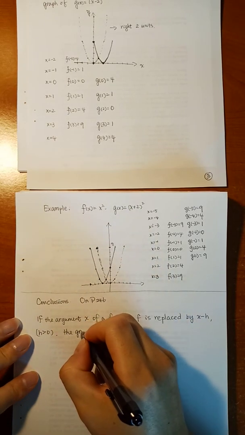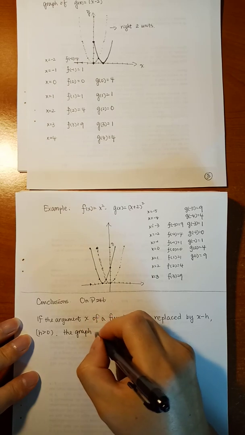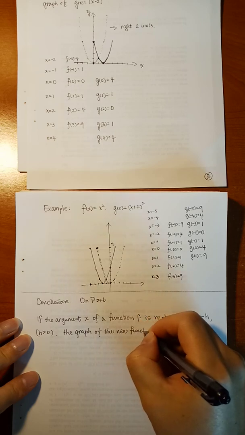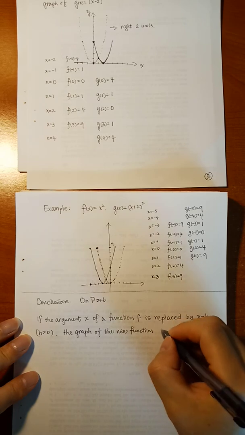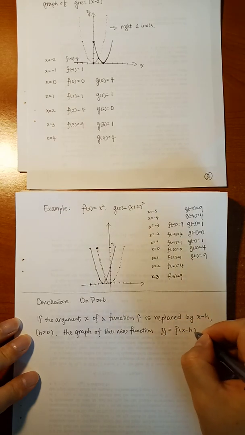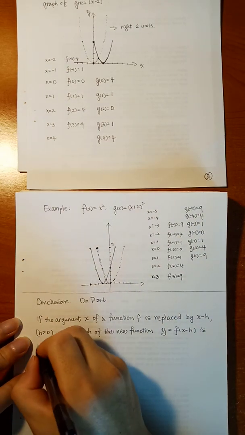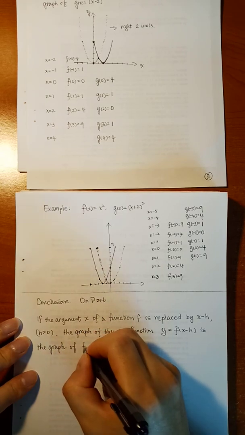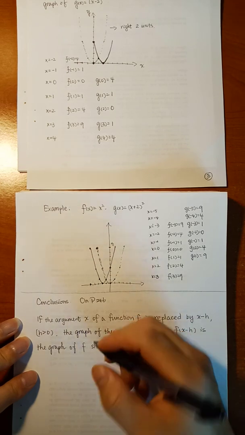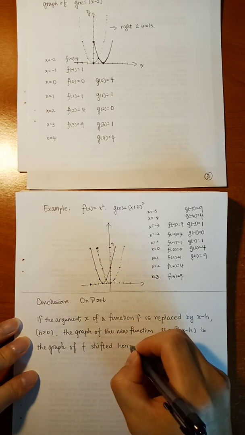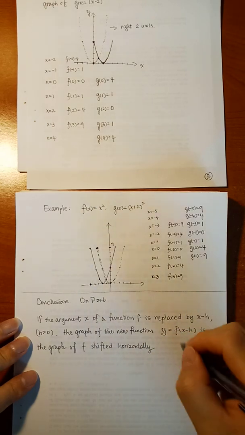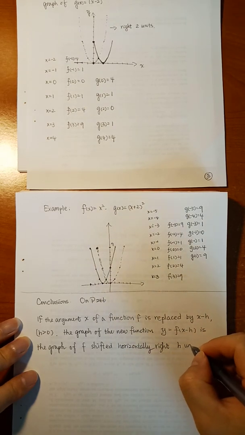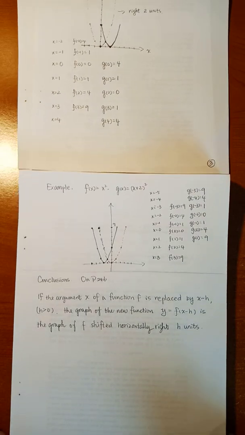the graph of the new function y equal to f(x minus h) is the graph of f shifted horizontally to the right h units. Okay? You minus it.